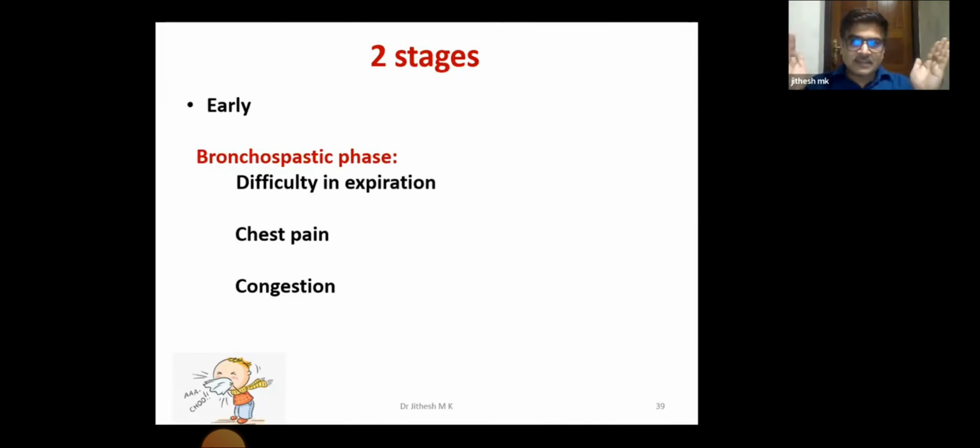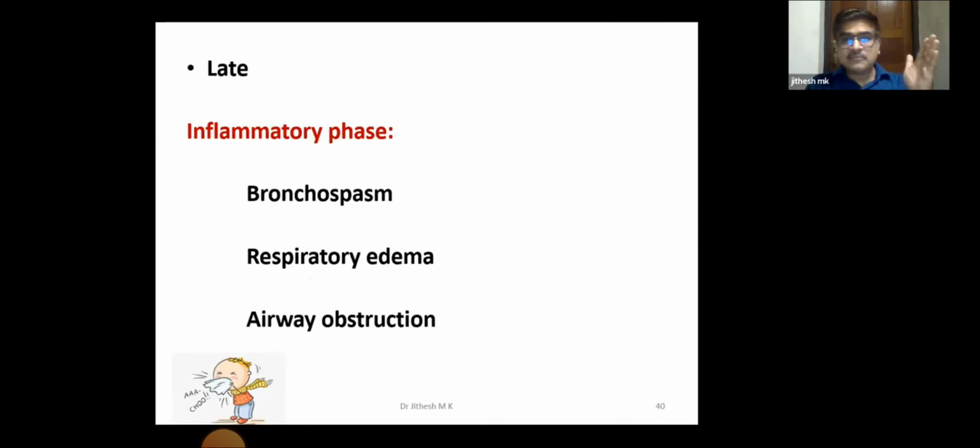In the bronchospastic phase, there will be difficulty in expiration, severe chest pain or chest discomfort, and severe congestion. These are the indicators of the spastic phase. In the inflammatory phase, usually the secondary phase, the spasm continues and there will be respiratory edema and airway obstruction. There will be severe wheezing, and a broken type of wheezing pattern will be there. So if a patient comes with these symptoms, we have to diagnose whether he is in the spastic phase or the inflammatory phase. The line of treatment is different in both these conditions.